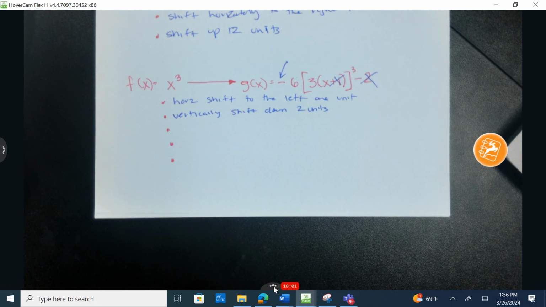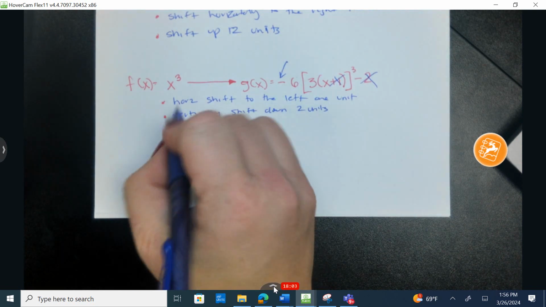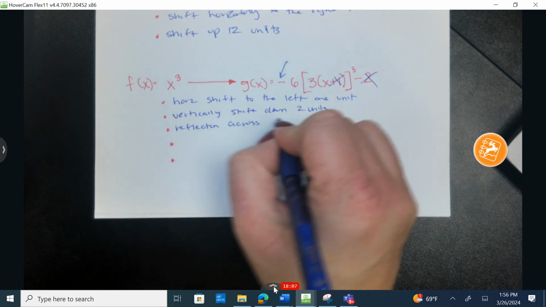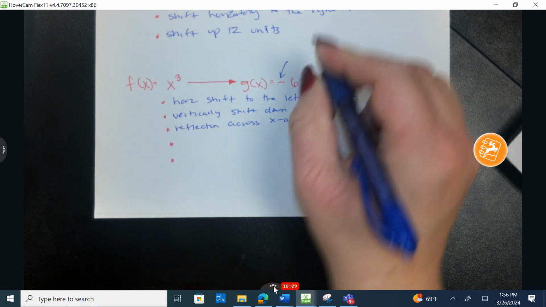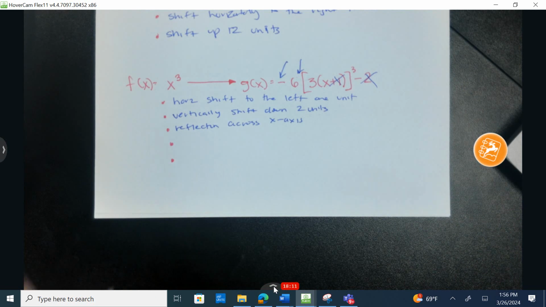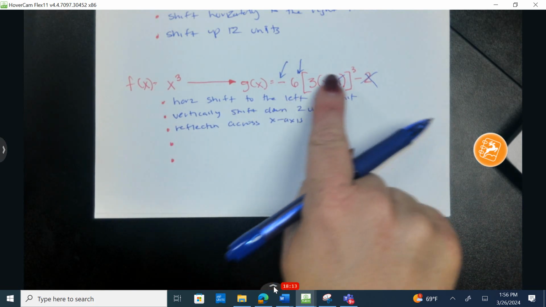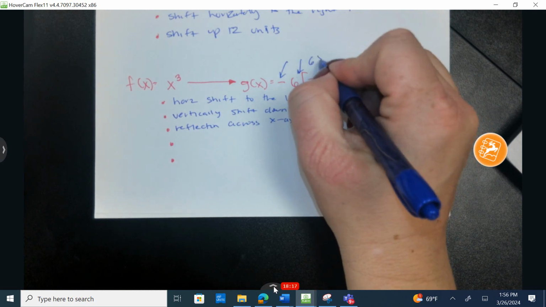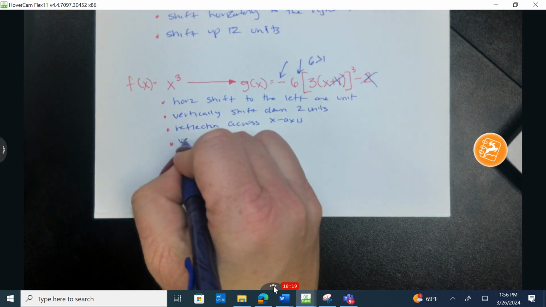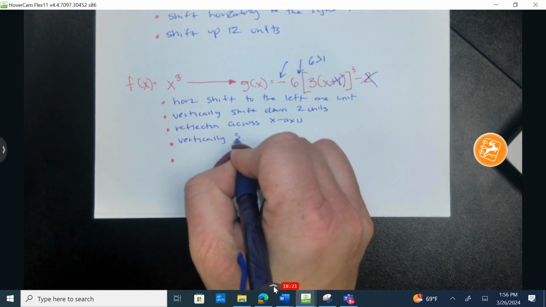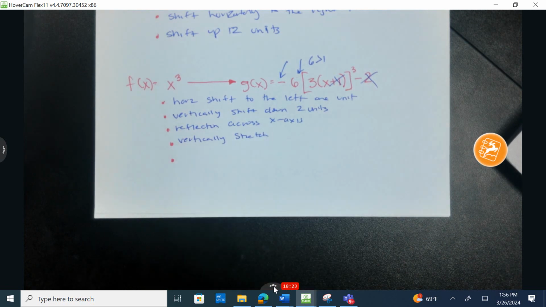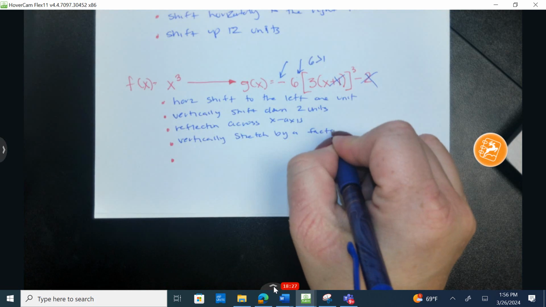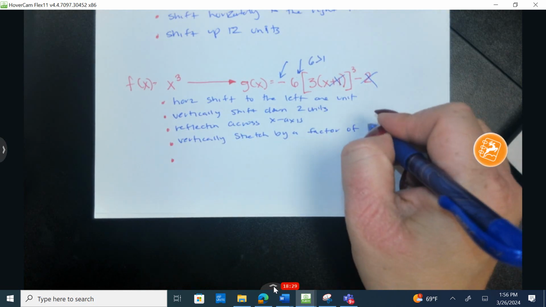And remember, when there's a negative sign out front, it's going to be a reflection across the x-axis. And this value that is between the negative sign and part of my original function, because the 6 is greater than 1, it's going to be vertically stretched. So don't just say stretch, because it could be horizontally or vertically. Vertically stretched by a factor of 6.